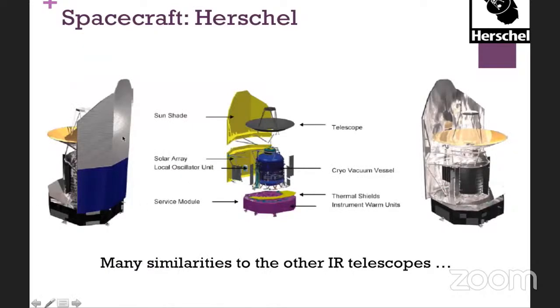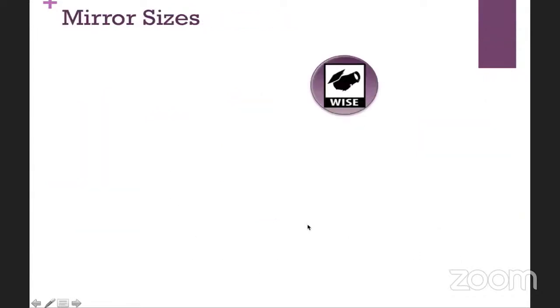So this is just another cutaway view of the spacecraft. You can see that it's got a sunshade, the telescope, where the cryogen lives, and then the body, the business of the telescope, all the electronics and everything are down there. So you can see there's lots of similarities in design in these IR telescopes.